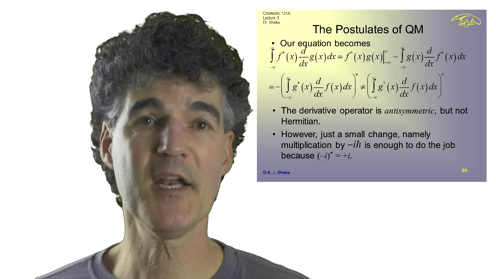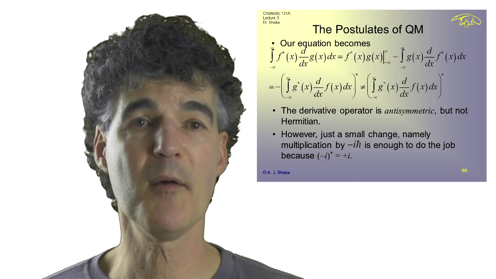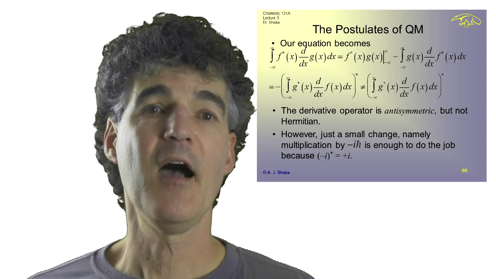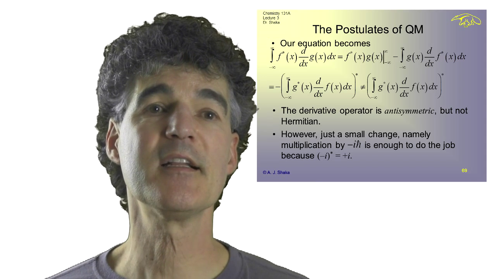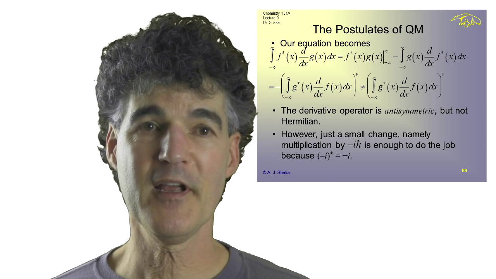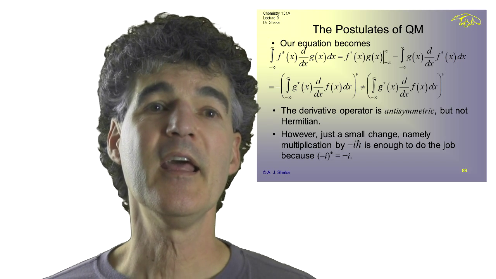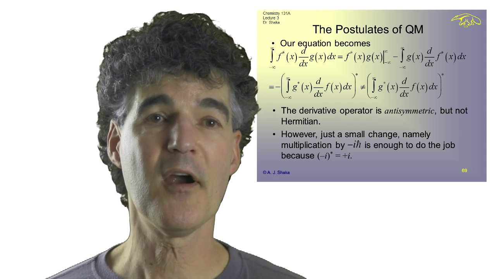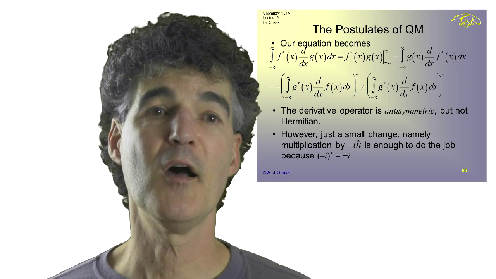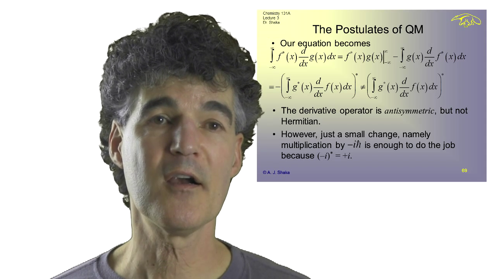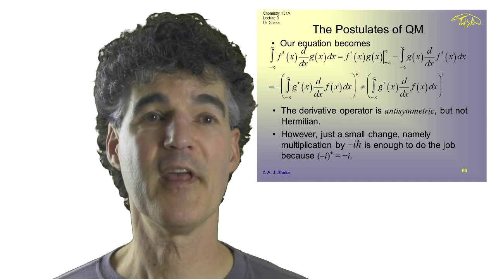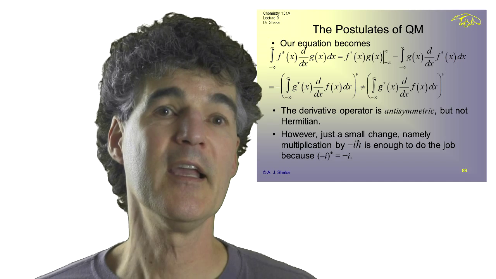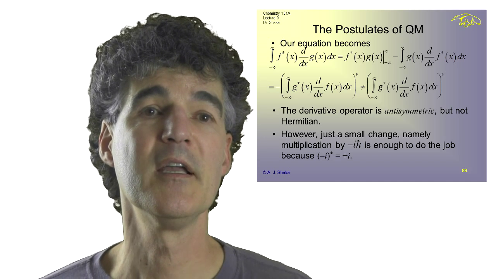It's called anti-symmetric for obvious reasons. When you swap them, it changes sign, but it's not Hermitian. How can we have it be Hermitian? Well, interestingly enough, we have to use our friend the square root of negative 1 again. And if we multiply the derivative operator by minus i h bar, that's enough to do the job, because minus i star is plus i. And so therefore that gets rid of the minus sign that we got stuck with the regular derivative, and then we just follow everything else through, and it works.